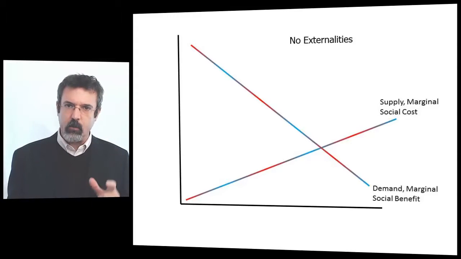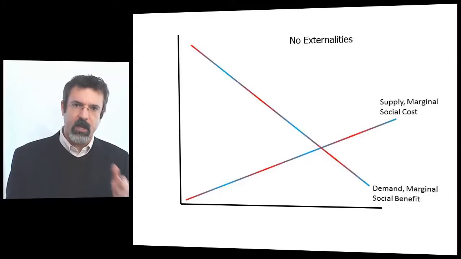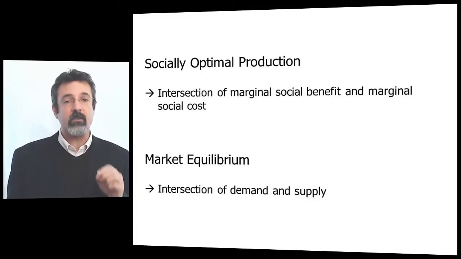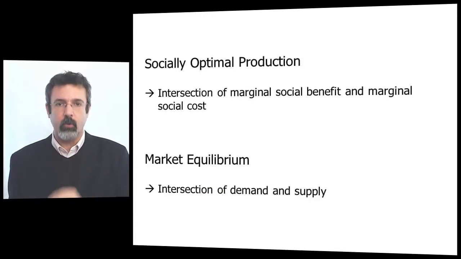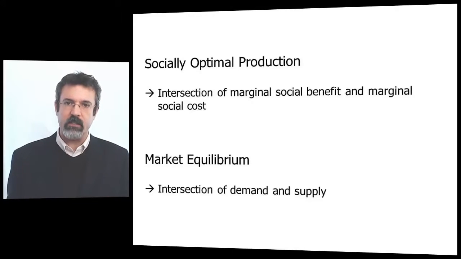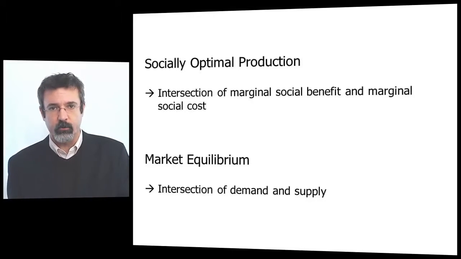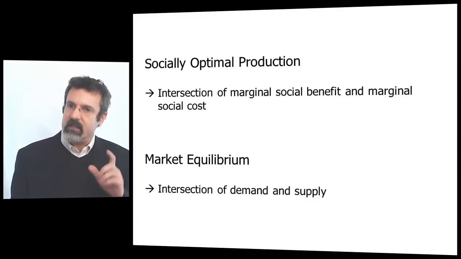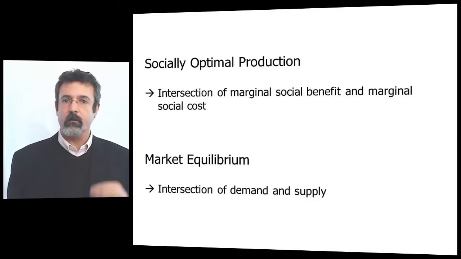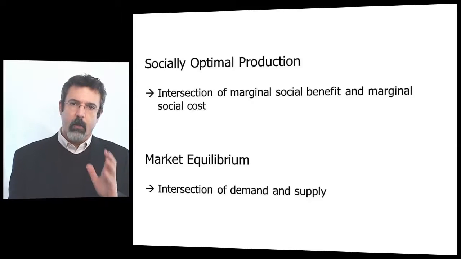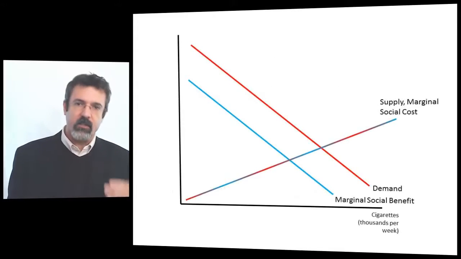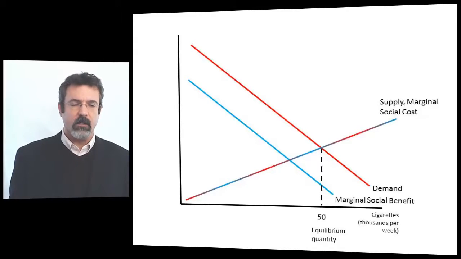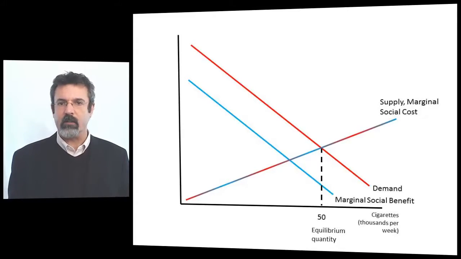So the market equilibrium, the point where demand and supply intersect, gives us the equilibrium quantity. This quantity is also the socially optimal quantity of product, because it's the quantity that arises where marginal social benefit equals marginal social cost. Now let's look at the case of a negative consumption externality. For example, secondhand smoke. The market for cigarettes has a demand and a supply, and that gives us an equilibrium quantity of cigarettes. Let's say 50,000 cigarettes per week.